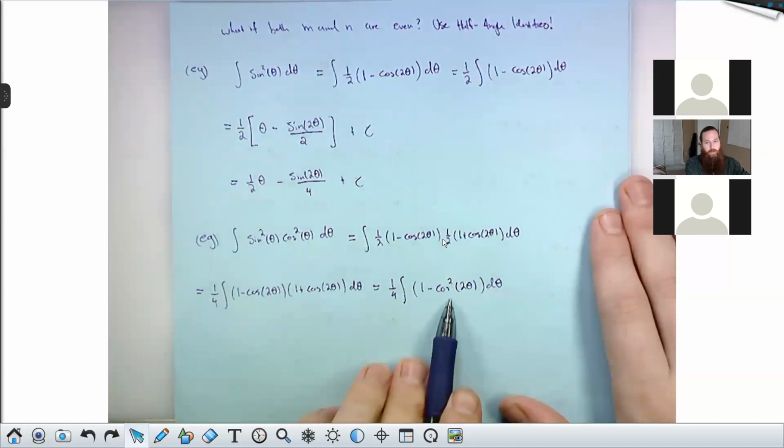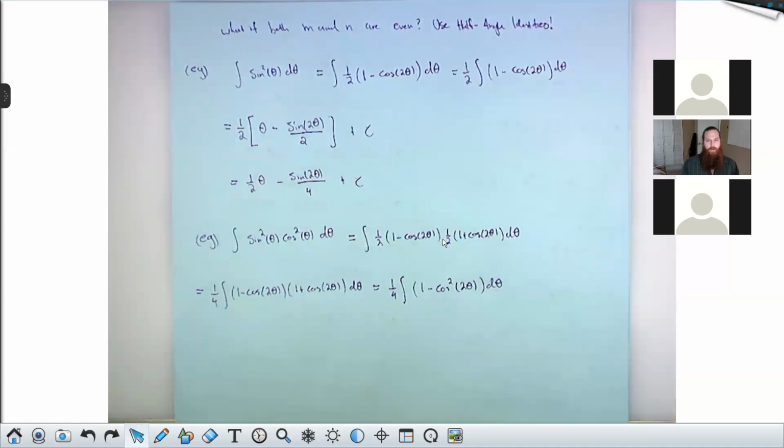This, however, is no longer a micro u sub because of the square. I can't do it so simply. In fact, the integral of cos squared on its own is a lot like the integral of sine squared on its own. You need another half angle identity. So this is what I meant when I said you need to beat these things to death with the half angle identities. You're going to apply the half angle identities sometimes 3-4 times in one of these problems.